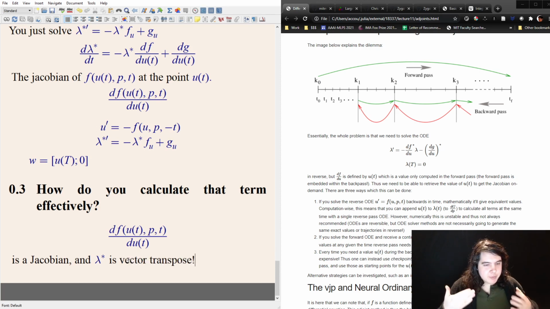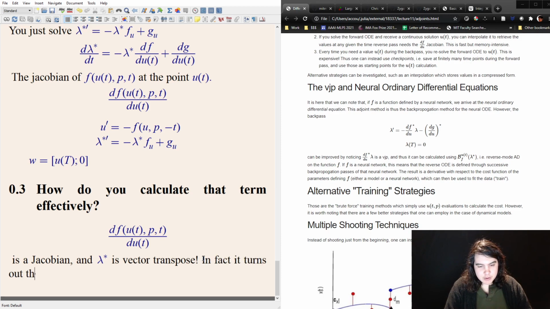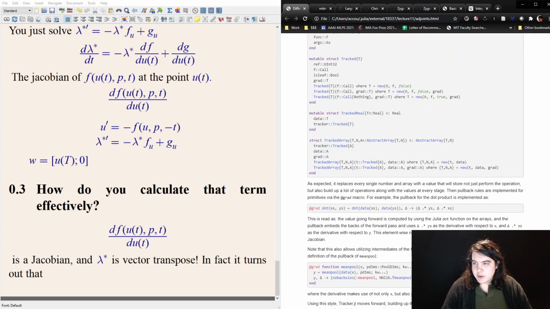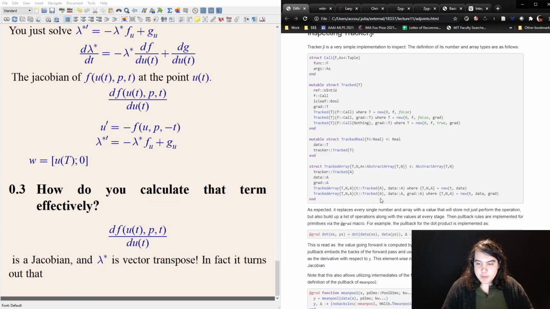So how do we know how to compute a vector transpose multiply? Reverse mode automatic differentiation, right? How do we do a vector transpose Jacobian? Well, remember that vector transpose Jacobian is exactly what we have these pullbacks for, where you put the vector that you're multiplying by in here, and you put the forward pass value up here, and this is the function that you're using the Jacobian for.